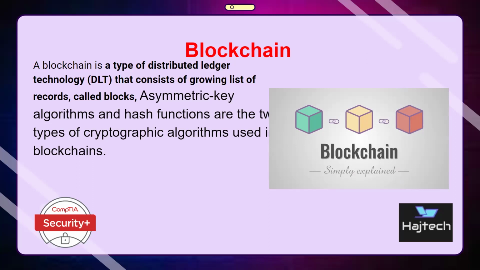What kind of cryptography do we use in blockchain? Two: asymmetrical key and hashing algorithm.